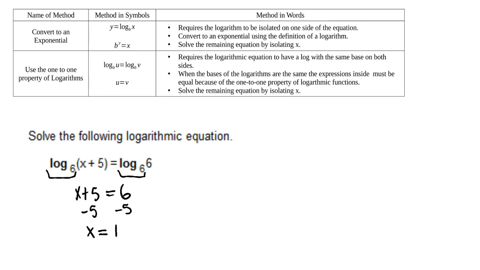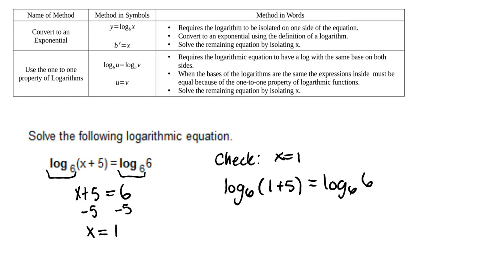Now, logarithms have a restricted domain. You can only substitute positive values into a log. So I need to check to make sure that I didn't come up with any solutions that cause that. So x can be negative, but the expression inside the log can't be negative. So I'm going to plug that 1 into my log. Log base 6 of 1 plus 5 equals log base 6 of 6. And because that expression inside the log comes out to be a positive value, I'm going to keep my solution of x equals 1.